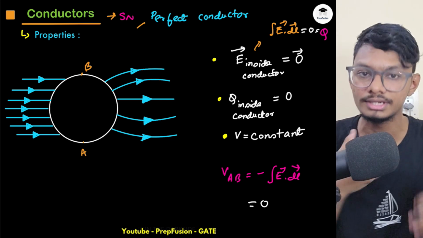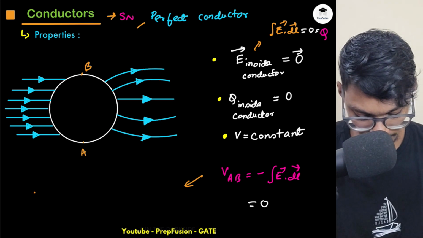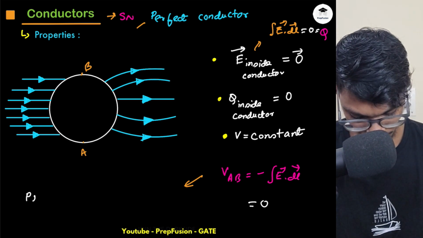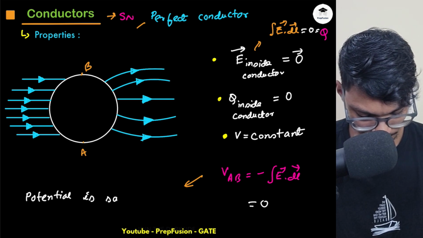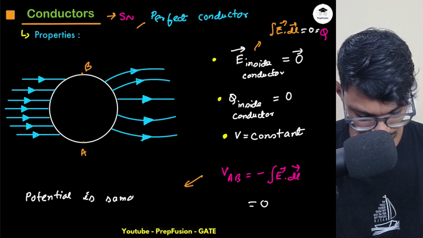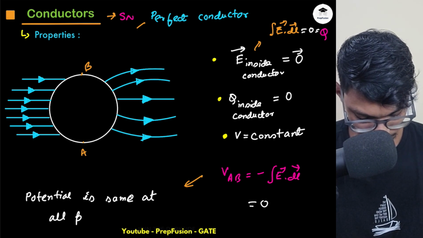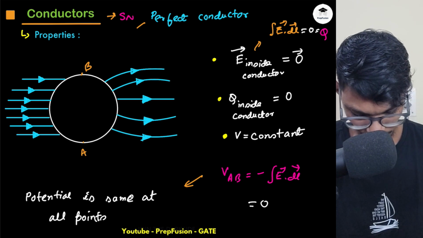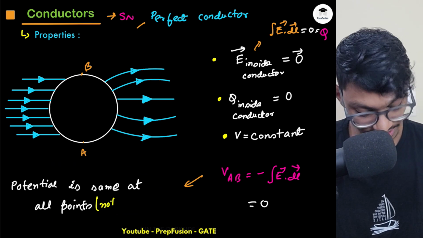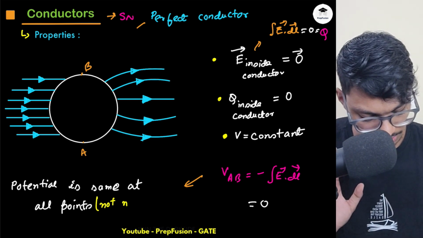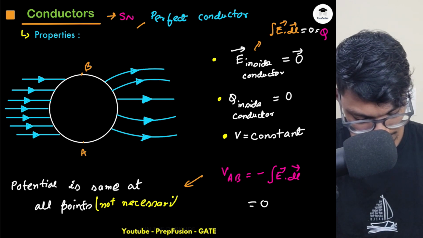This type of concept we will learn in today's lecture basically. So the main takeaway is potential is not 0. Potential is the same at all points, not necessarily 0. It can be 0 as well, but the main meaning of it is same.